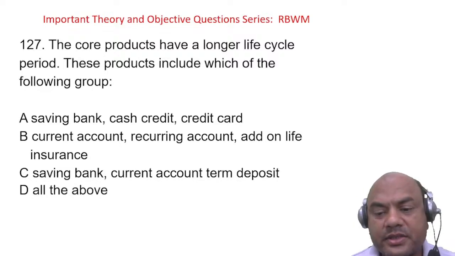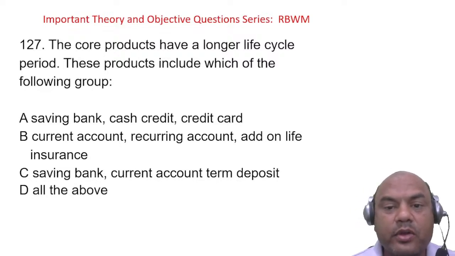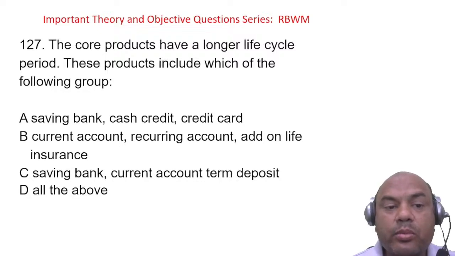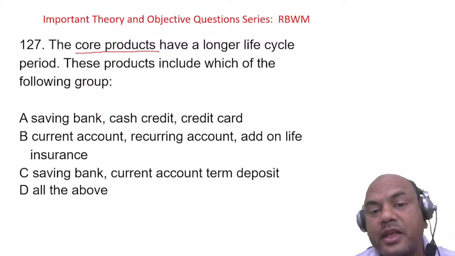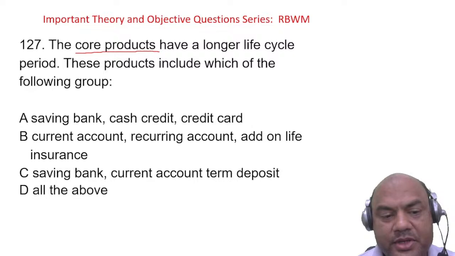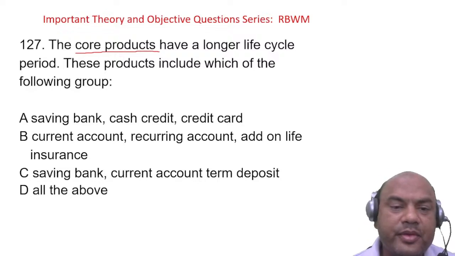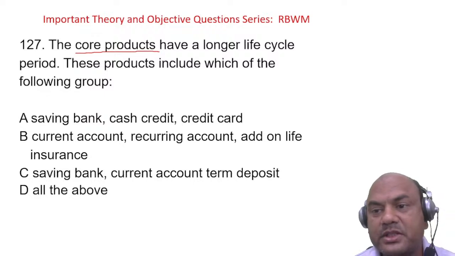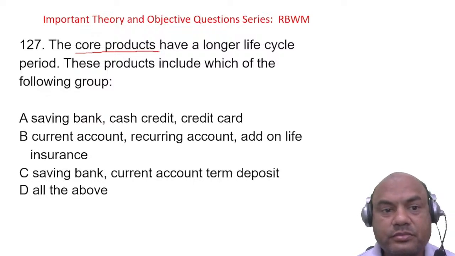The core products have a longer life cycle period. These products include which of the following? So what are the core products? Longer life cycle, they always keep on growing. Savings, cash credit and credit card. Current account, recurring account, add-on life insurance. Savings, current and term deposit, and all of the above. What is the correct answer for the core product? Which one is a core product? Think over it. Everyone answer in the comment section.